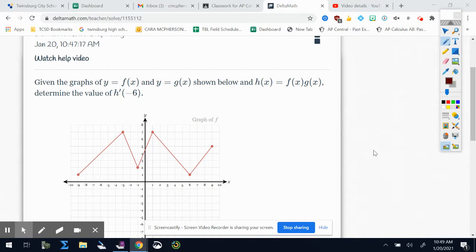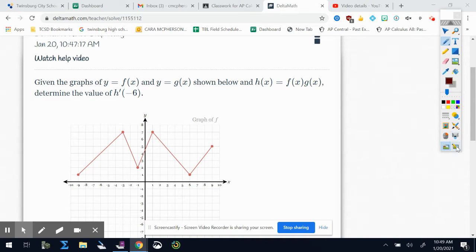Here's another way you could be asked to use product and quotient rules in a visual representation instead of in an equation or a table. So this one I got to move the screen around a little bit so you can see it all. What's happening here is you're given a function that in this case is represented by a product. So h is represented by f times g. And the directions want you to find the derivative of that function at -6.